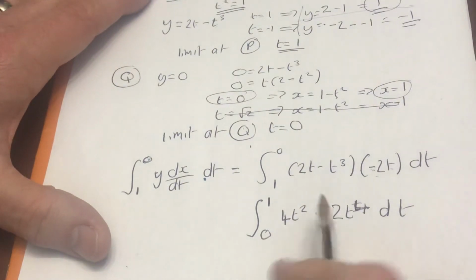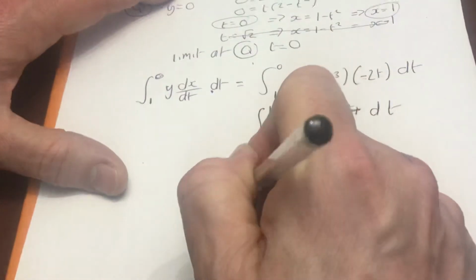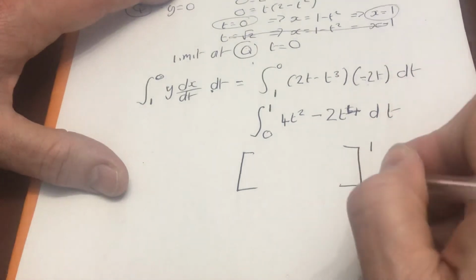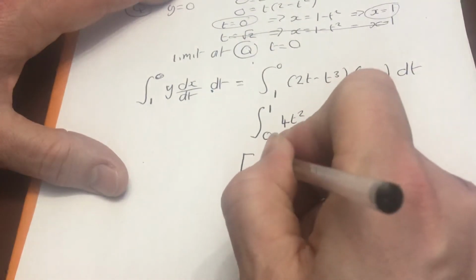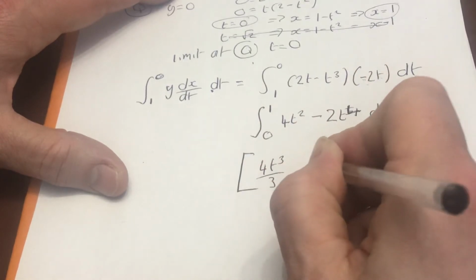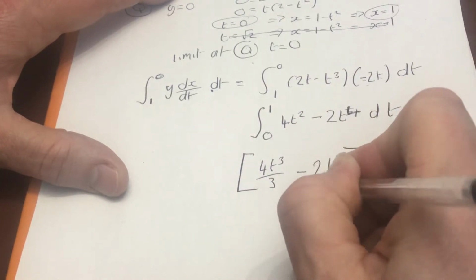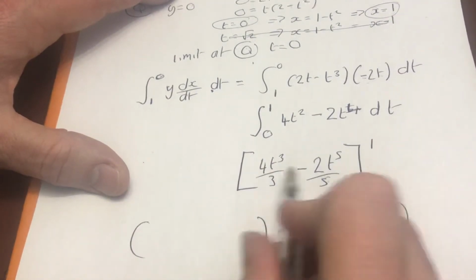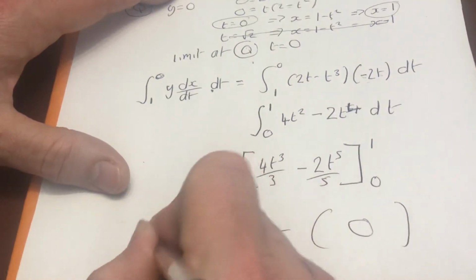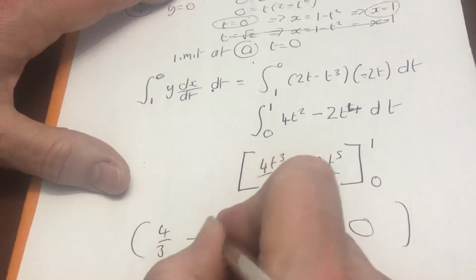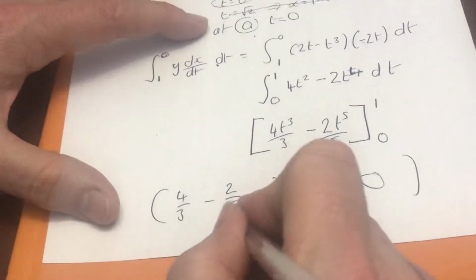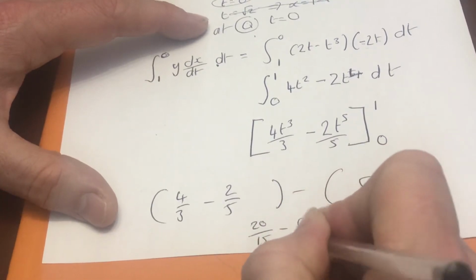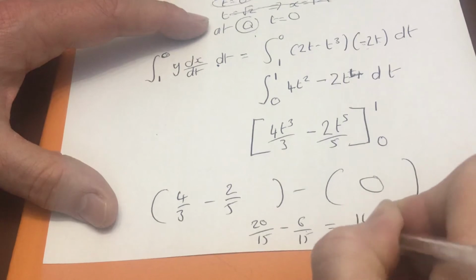And then you've got 4t minus 2t to the 4. Then what you've got here is the integral between 1 and 0 of 4t cubed over 3 minus 2t to the 5 over 5. Well, let's calculate that. You've got a big fat 0 there. When you put 1 into there, you've got 4 over 3 minus 2/5. You can do that in a calculator, but 20 over 15 minus 6 over 15 is 14 over 15.